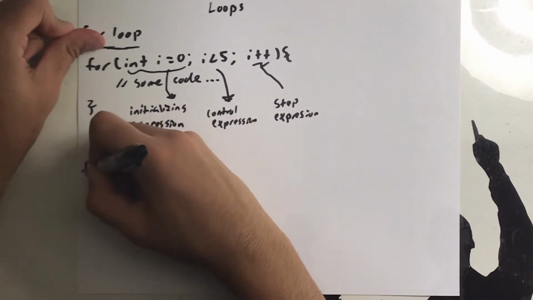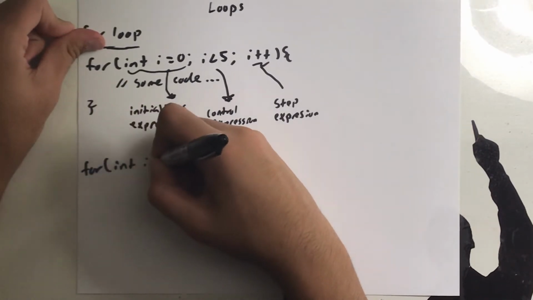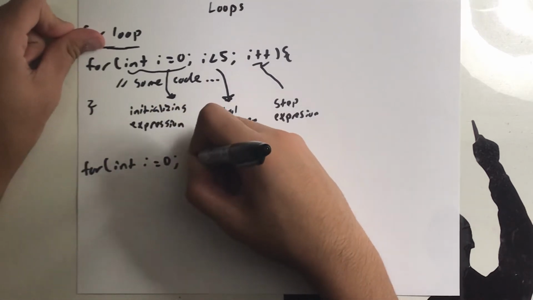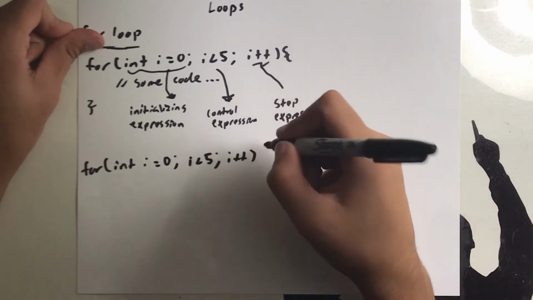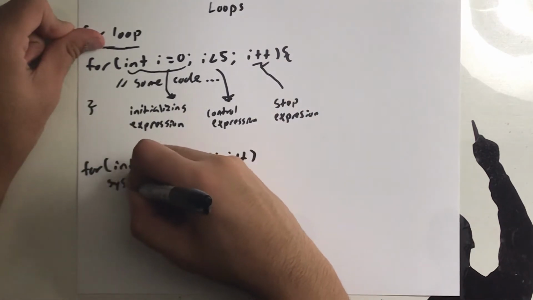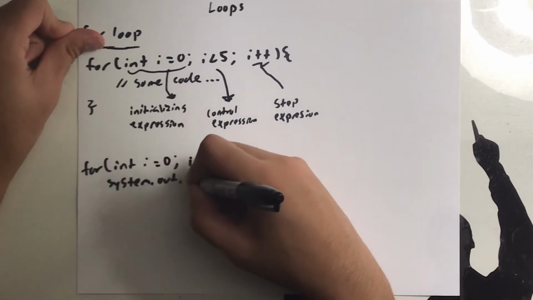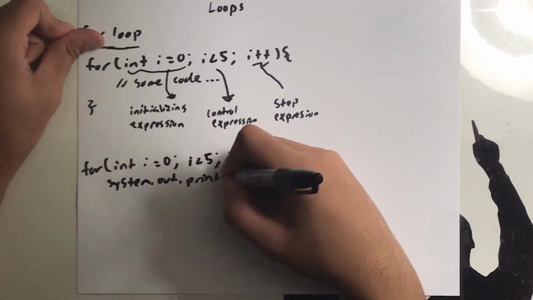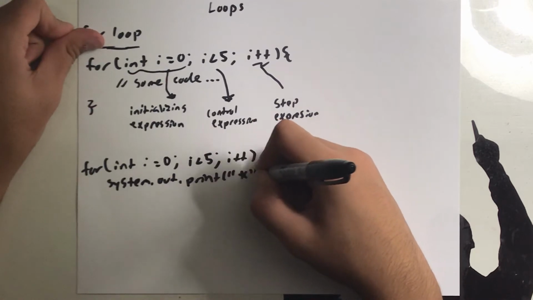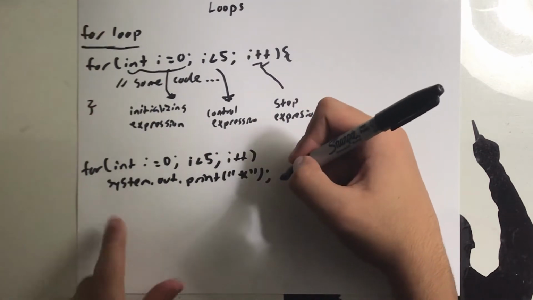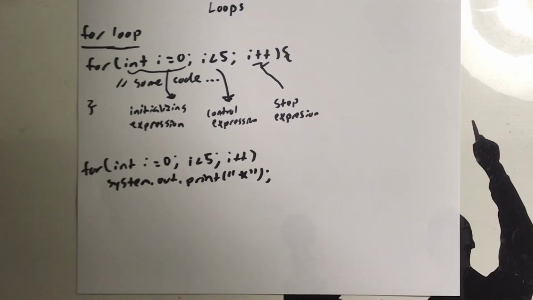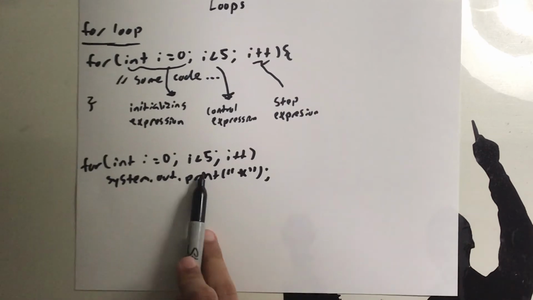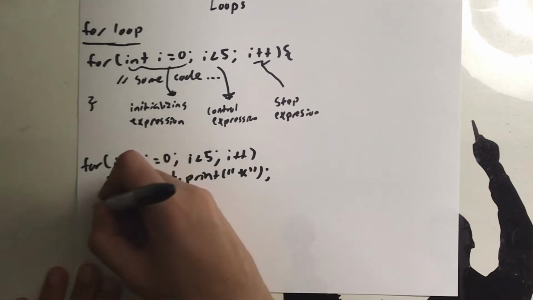Let's say we had for int i equals 0, i less than 5, i plus plus, and then we're gonna do System.out.print a star. Okay, again, this is only one line of code, so we don't need to use the curly braces. And now we see what gets printed. So right now i equals 0. Is 0 less than 5? Yes. So we're gonna print a star.